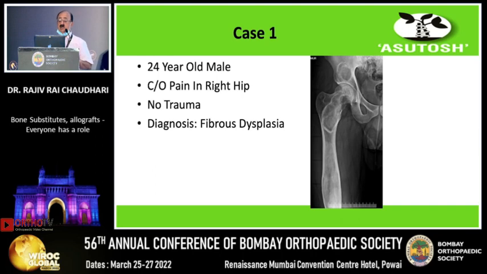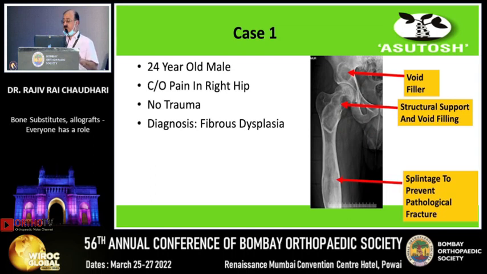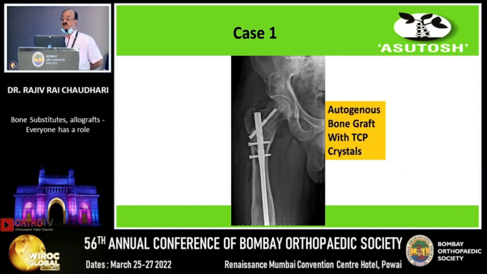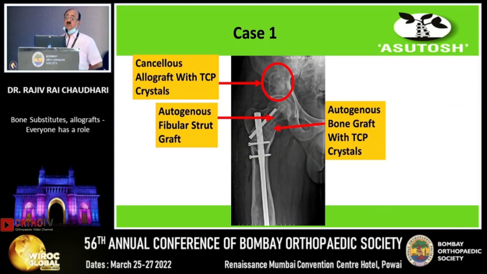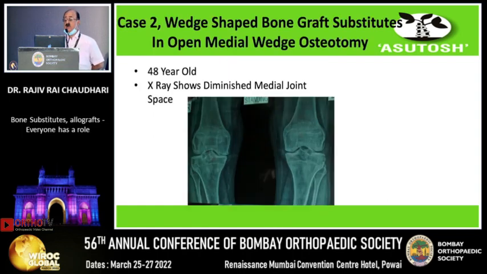So let's see this case, fibrous dysplasia, a 24-year-old male, and you will see that there is a cystic defect in the supraacetabular region, a structural defect nearly coming to a fracture of the neck of femur, which needs void filling and structural support and splintage below as well. Here I have used cancellous allograft because a lot of graft is required, and it is a difficult proposition for anyone. Cancellous allograft has been used with tricalcium phosphate crystals to fill up the supraacetabular defect. I've done a prophylactic nailing. I've used autogenous fibrillar graft in the neck of femur, and autogenous bone graft with TCP crystals, that is tricalcium phosphate, in the distal part of the neck.